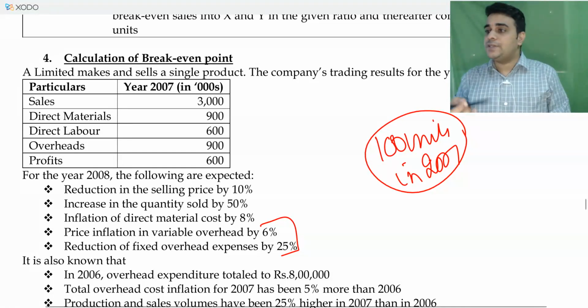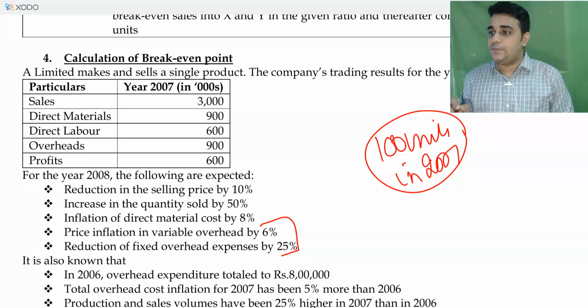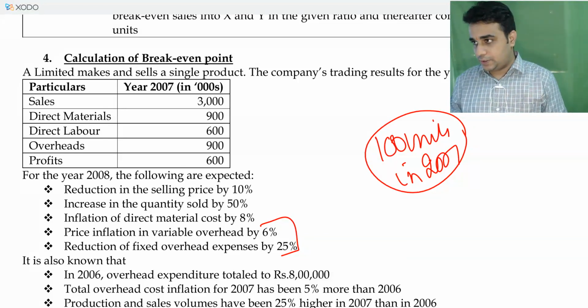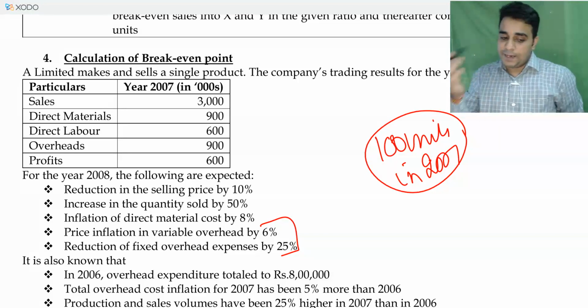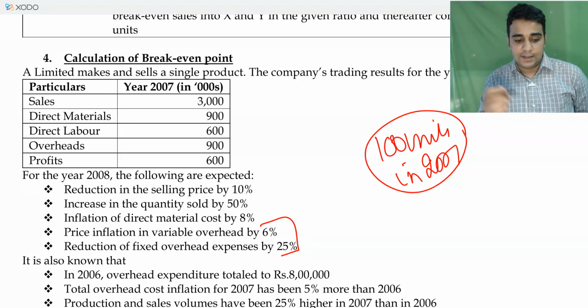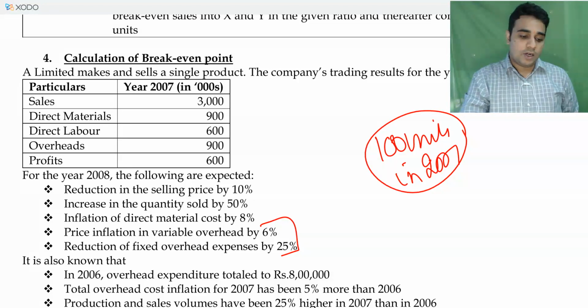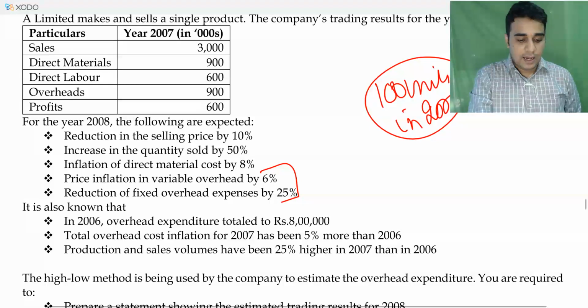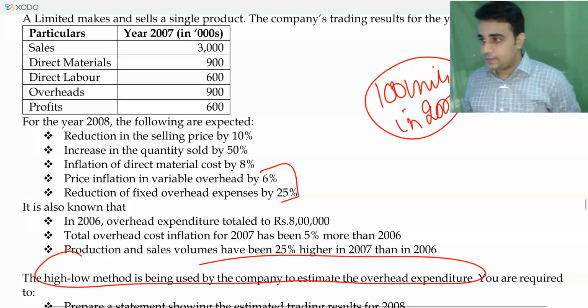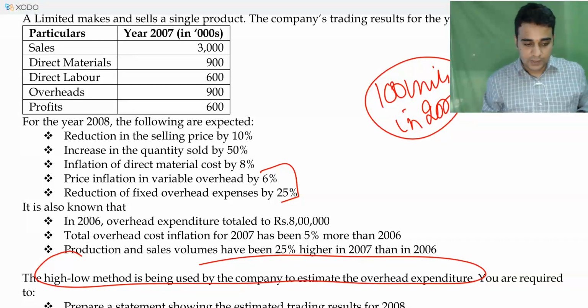If the question had not mentioned something like this, I could have said this overhead is variable or this overhead is fixed and tried to solve the question. But the question clearly mentioned that there is a price inflation in variable overhead, there is a reduction in fixed overhead. On top of that, they said you use the high-low method to estimate the overhead expenditure. What is this high-low method? I will explain. Now listen.